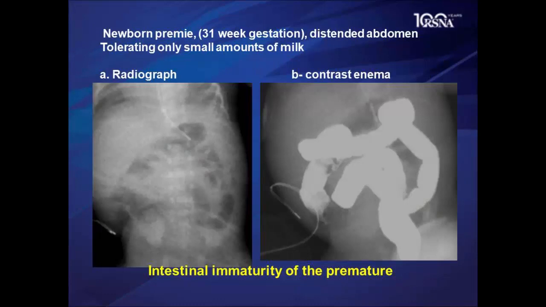This is a newborn, premature, distended abdomen. Radiographs, well, it's not really normal, but not really abnormal. But he is not tolerating enough milk. So food intolerance also adds the discussion of possible necrotizing enterocolitis. So an enema, safely injected by hand injection, shows rather normal colon.